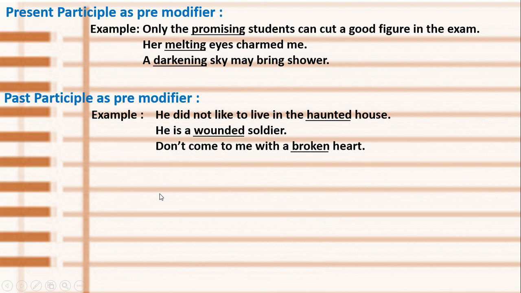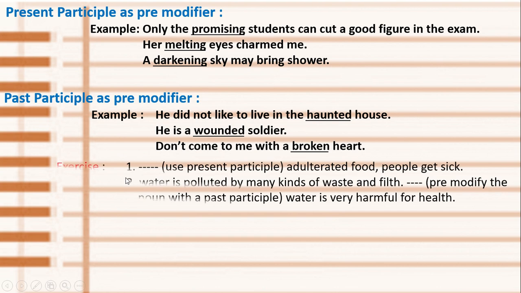Now we will see how these past participle or present participle are used in the exercise of modifiers. Look, in exercise 1, there is a blank and within bracket it is written use present participle. Adulterated food, people get sick. So we have to choose one verb in present participle form. So we can use here eating or taking adulterated food, people get sick.